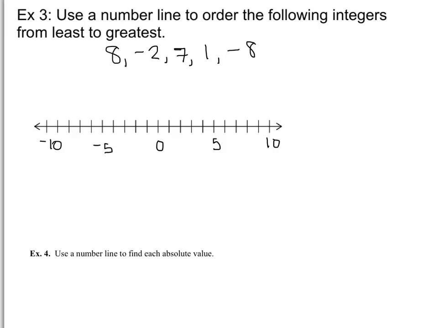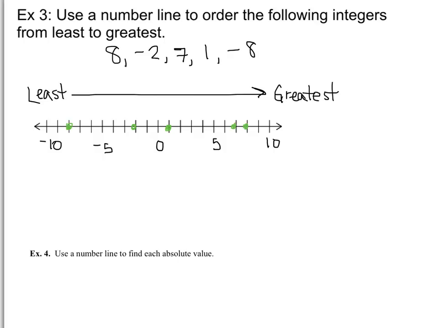Let's graph these numbers. 8 is going to be 8 spaces to the right of 0. Should be right there. Negative 2 is 2 places to the left of 0. 7. And then 1 should be right there. And then negative 8. Remember, when we're reading a number line, reading left to right reads us least to greatest.